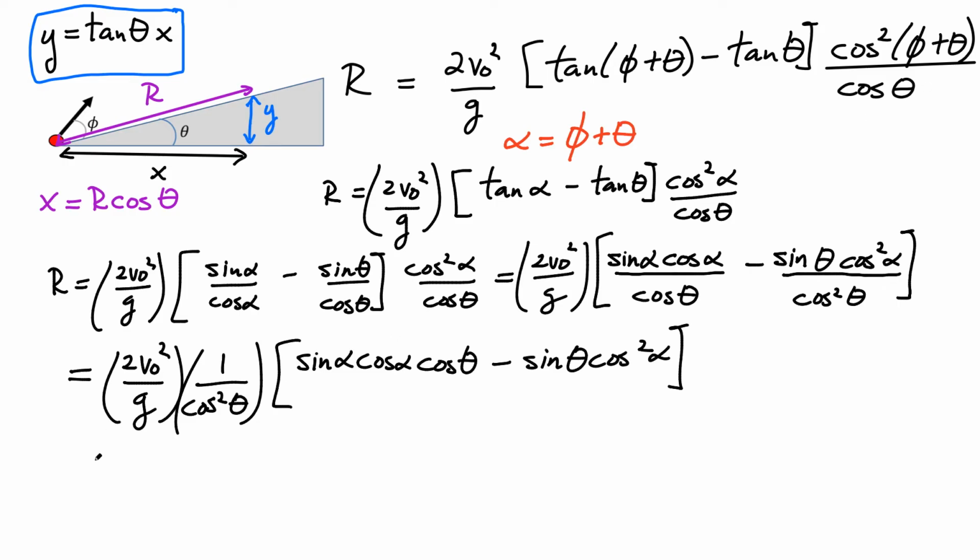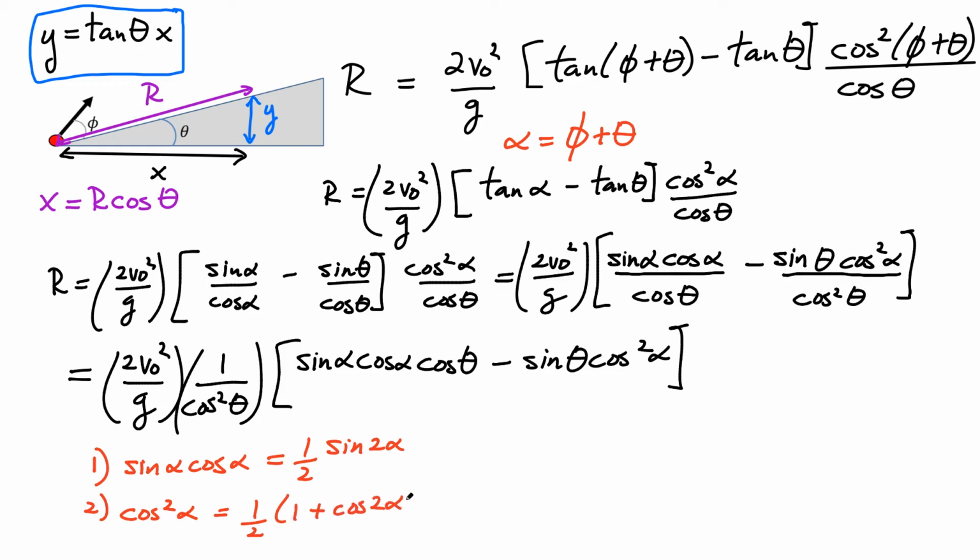So the two identities that I'm going to use are these: sine of alpha, cos of alpha. You can use some of these double angle equations. This is sine of 2 alpha. And number 2 is cos squared, which you can write as 1/2 and 1 plus cos of 2 alpha. So I can eliminate this guy, and I can also simplify this.